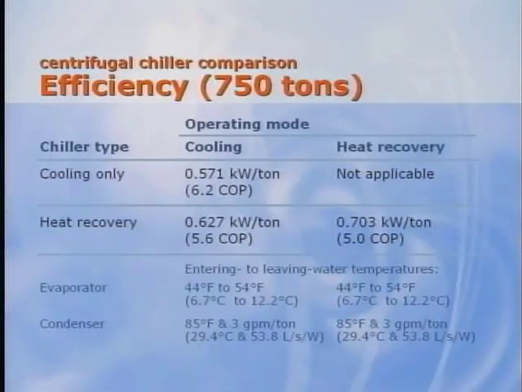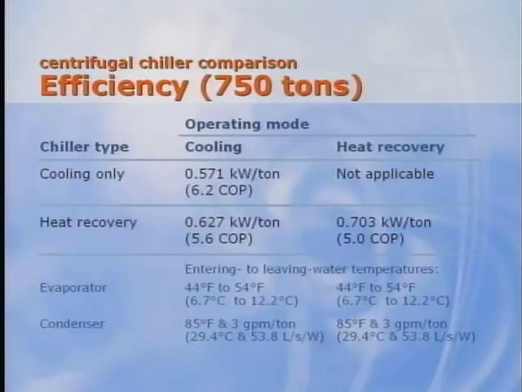The same compressor and shells were used on both of these selections, only the impeller size was allowed to change. In this case, a cooling only chiller was selected with a COP of 6.2. The same chiller with the larger impeller and heat recovery condenser is now at a 5.6 COP when in cooling mode. The even lower COP value in heat recovery mode is expected due to the higher lift requirements.